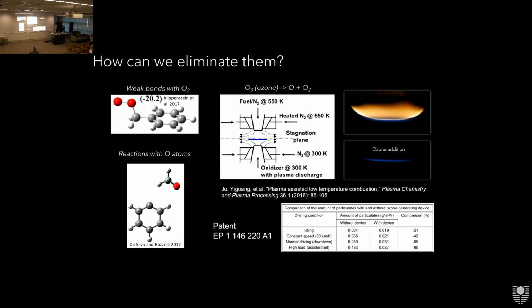We can get rid of these by just adding ozone to the flame. In a patent that I recently found, they don't know why this happens, but I think we do know now, they could get an 80% reduction in soot emissions from a diesel under high load condition by adding ozone. So that's quite promising. I'm working with some colleagues to see if we can rig that up.